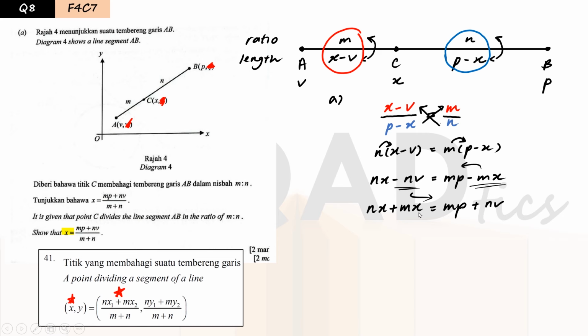Alright, so now we just want to have x on the left hand side, so what we are going to do is factorize the x from the two values here. Alright, so it would be something like this. And then we are going to move this n plus m to the right side because there's no x anymore. So we move it to the right side, and you can see that we have proved the formula already. Alright, mp plus nv over m plus n. Okay, so make sure that your final working here is exactly the same as the formula shown here.